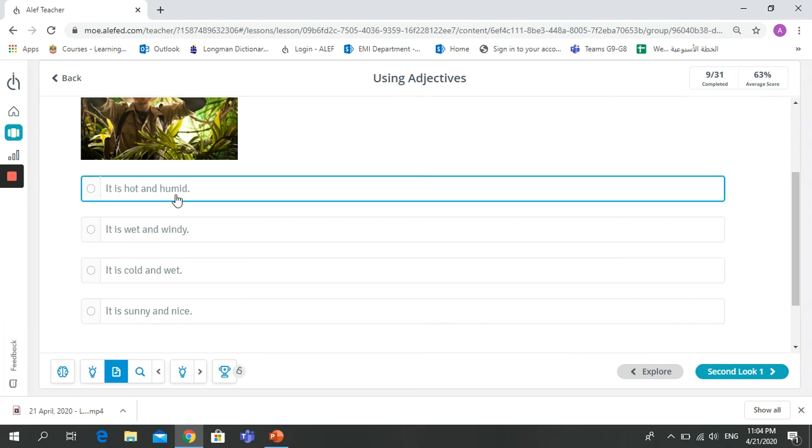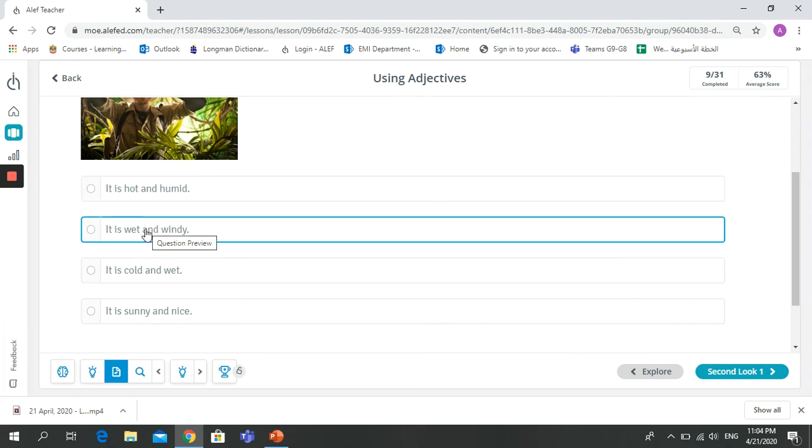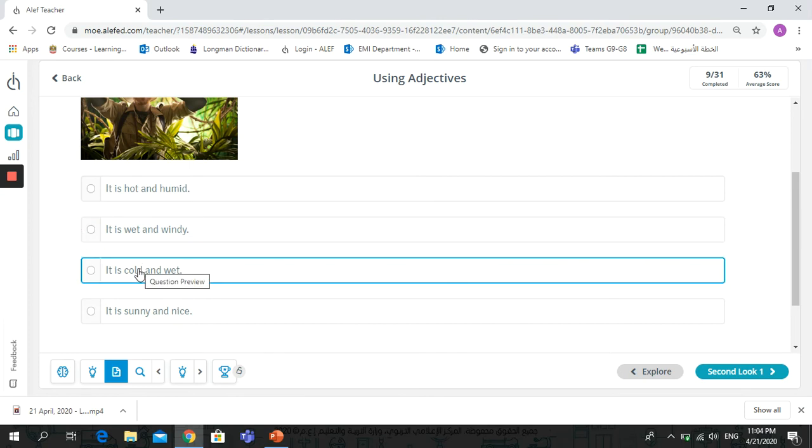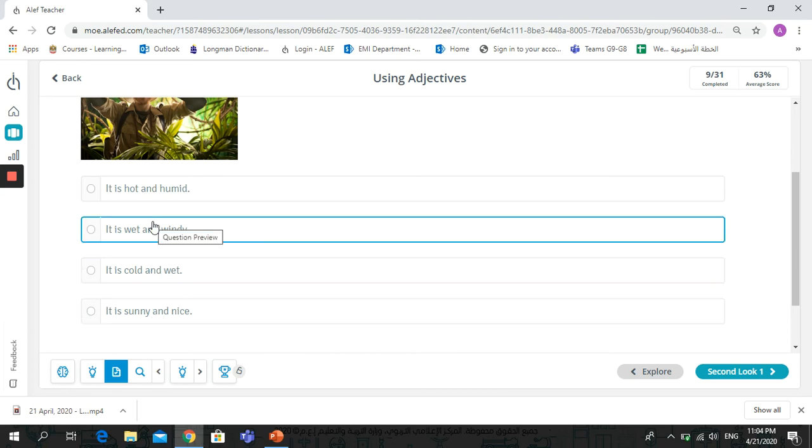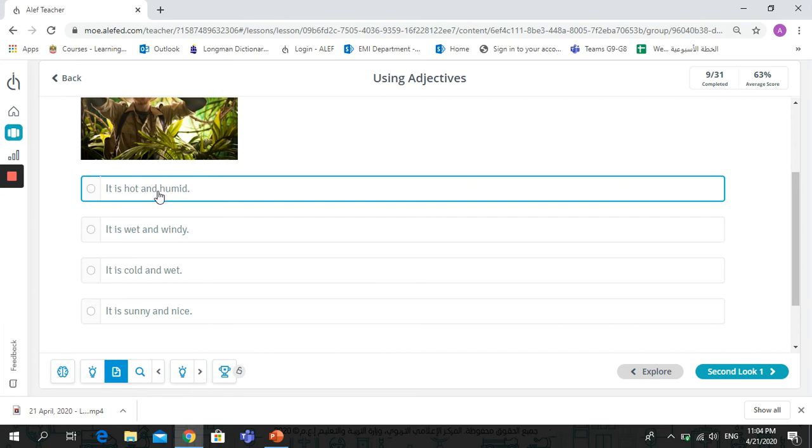It is hot and humid. It is wet and windy. It is cold and wet. It is sunny and nice. I think here what we have to choose is something related to the rainforest, which is hot and humid.